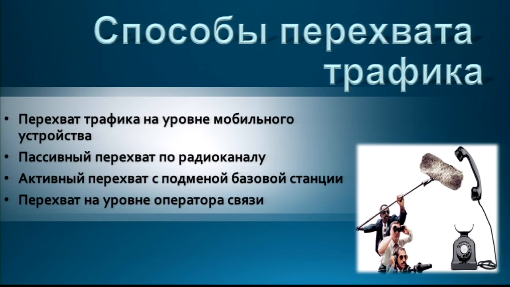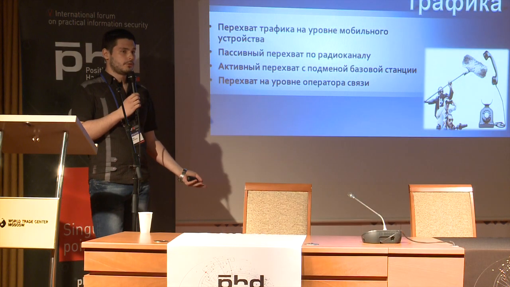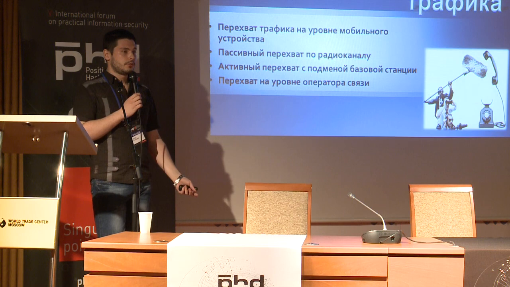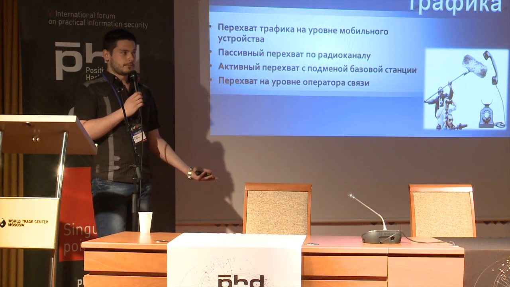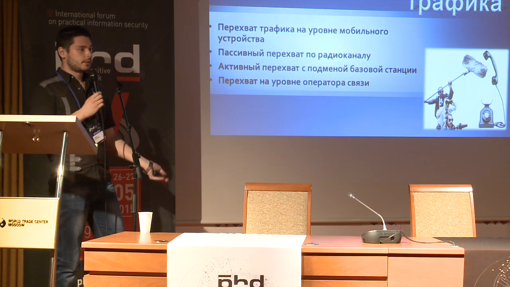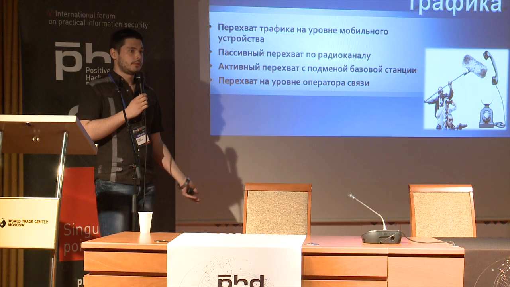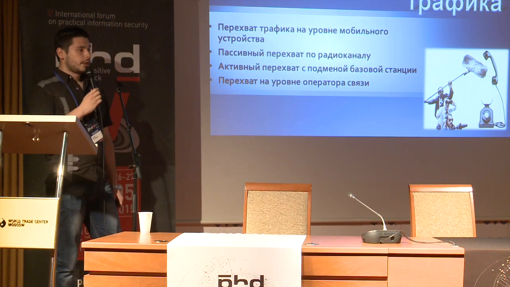Active interception with base stations. It differs from passive in that there's an influence on the communication interface between receiving and transmitting devices. So the same fake BTS: the fraudster is a base station, and he can receive all necessary information that he needs.